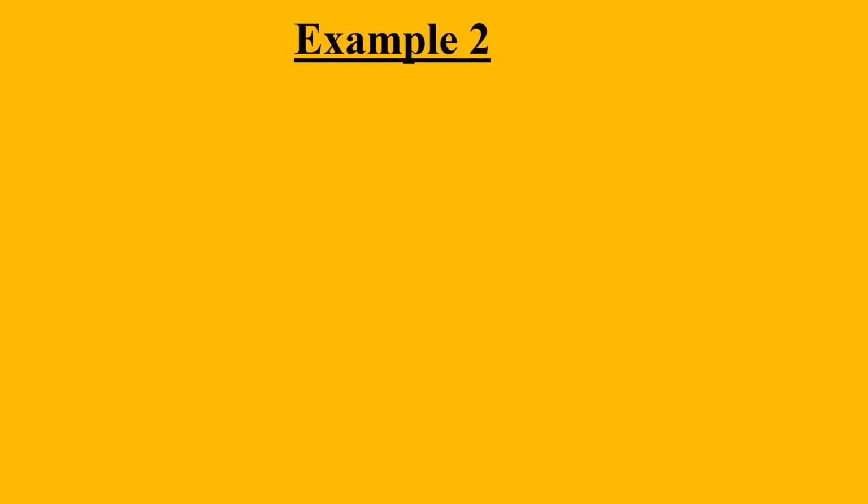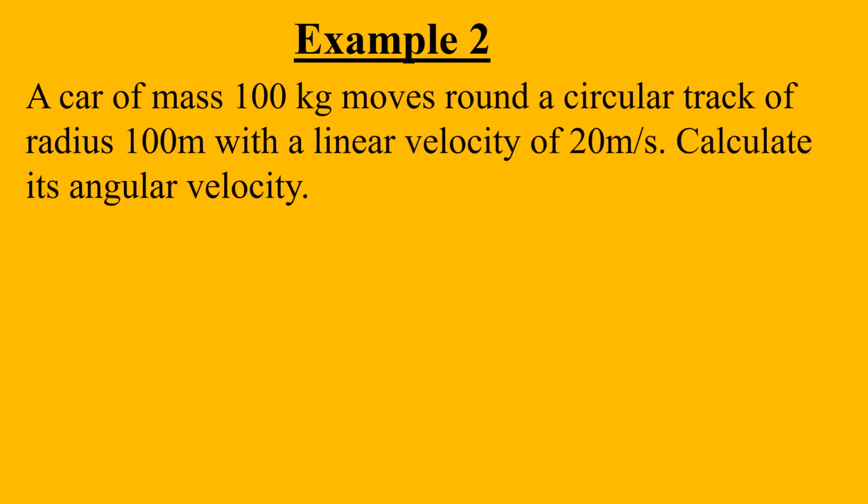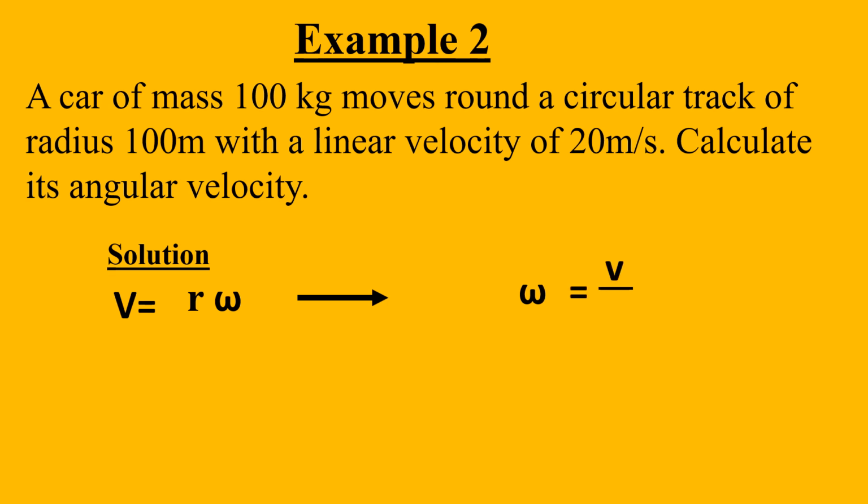Example 2. A car of mass 100 kilograms moves round a circular track of radius 100 meters with a linear velocity of 20 meters per second. Calculate its angular velocity. Solution. We know that v equals r omega, which implies that omega equals v over r.